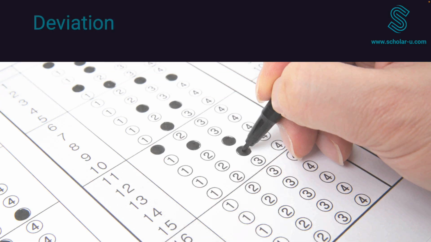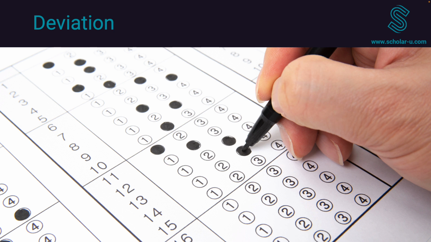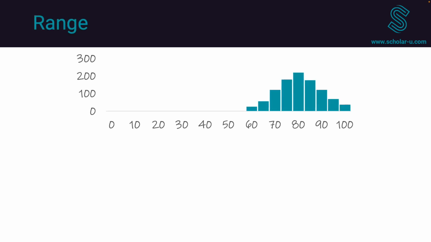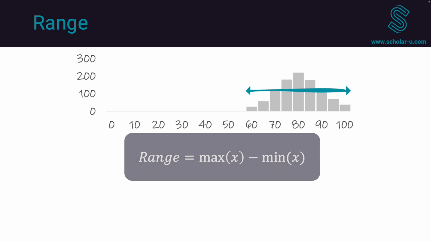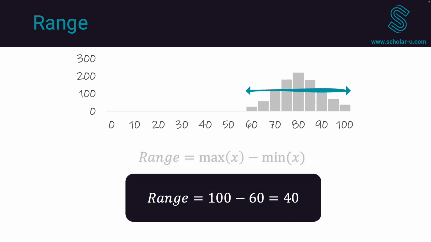Let's consider an example where we analyze the scores on a test of 1,000 students from two different schools. The scores range from 0 to 100, and the histogram displays the distribution of grades from the first school. The school's scores show an average score of 80 and a range of scores from 60 to 100. The range is defined as the difference between the maximum and minimum score in a dataset, and in this example, it has a value of 40.